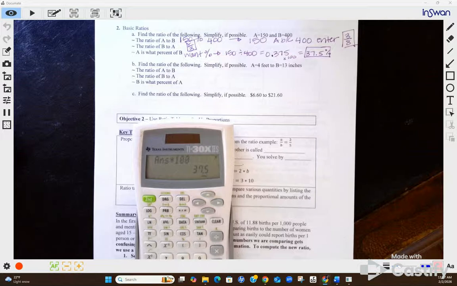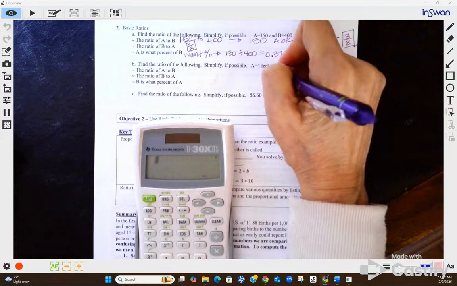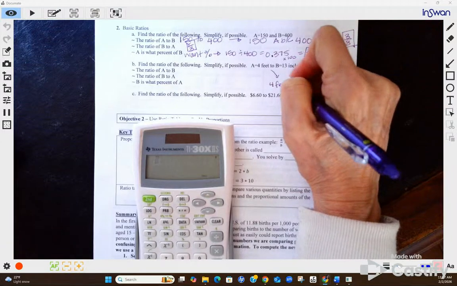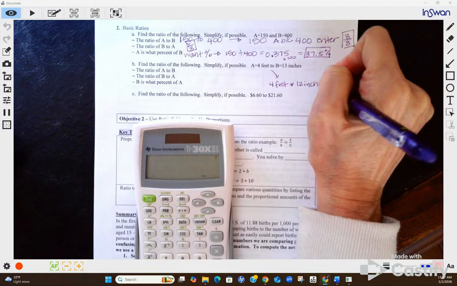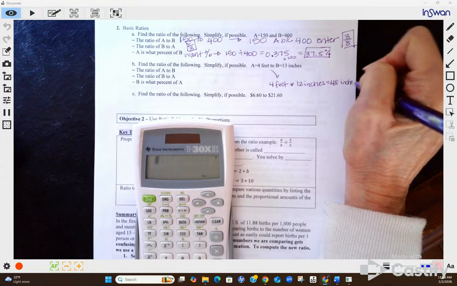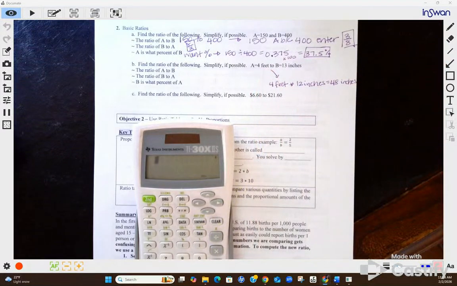All right, so for B, we want to compare 4 feet to 13 inches. First of all, we have feet and inches, and in order to compare those effectively, we need to have them in the same units. It's easier to go from feet to inches than from inches to feet to get cleaner numbers. So I'm going to take this 4 feet, and there are 12 inches in a foot. And so 4 times 12 is 48 inches. So instead of 4 feet, I'm going to use 48 inches.